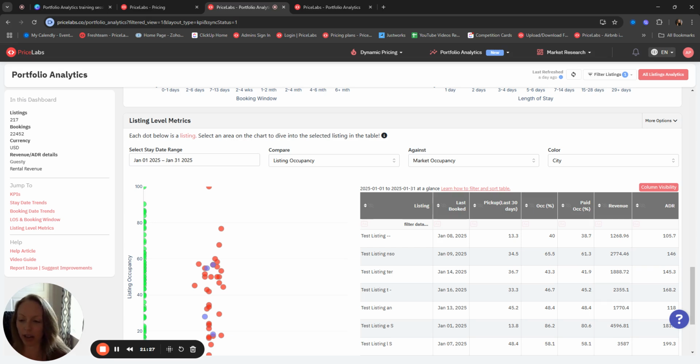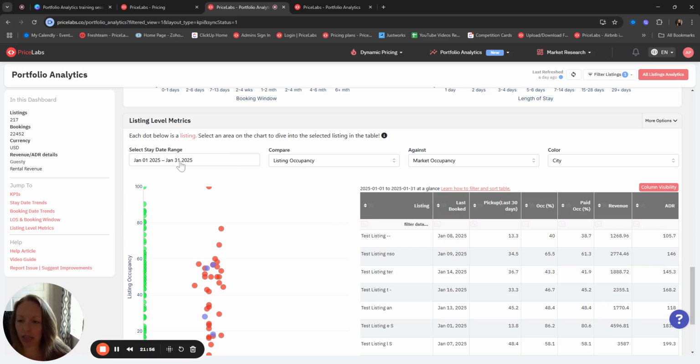Maybe it's priced too high. Maybe it's a photo issue. Maybe it's a description issue. Maybe it's a listing placement issue. It can be things other than revenue. But what about the ones in the middle? That is where I personally found it to be challenging as a revenue manager to make sure they continued to perform well, right? So this is a scatter plot chart.